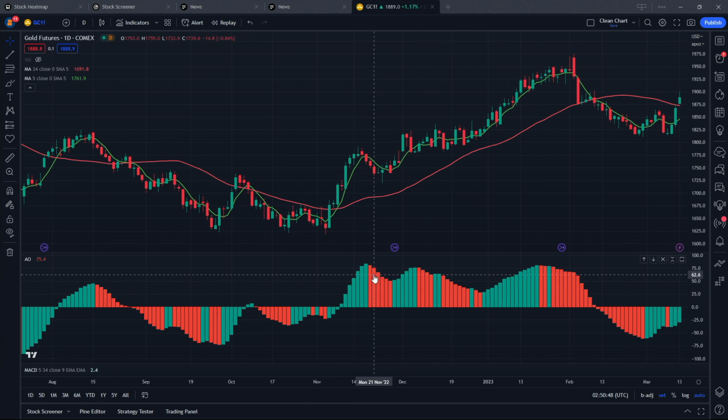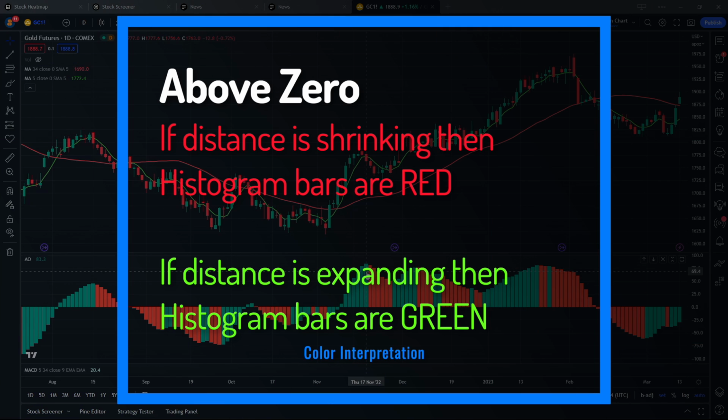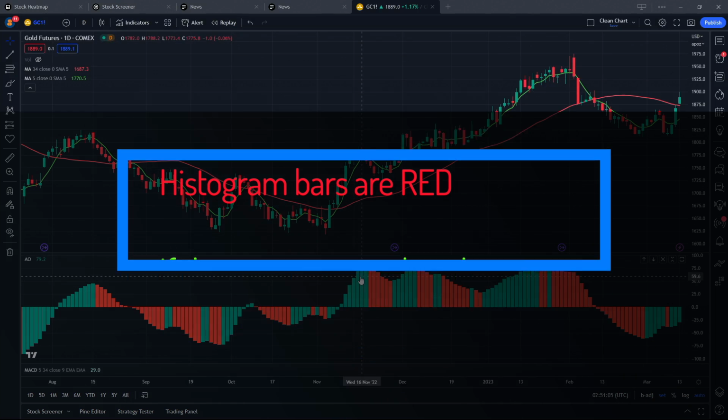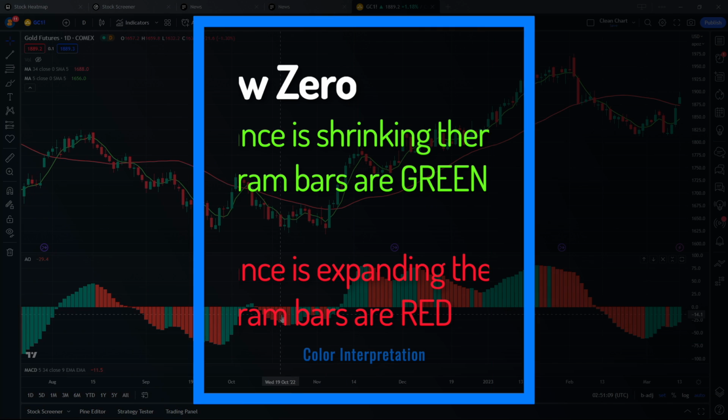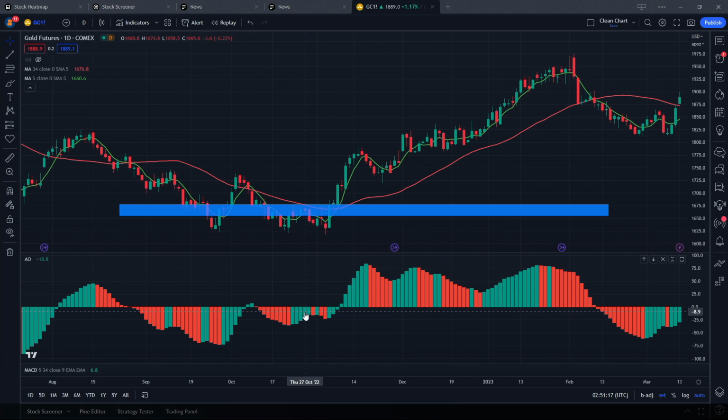So if we are above zero and the bar is red, that means the distance is less than the distance 1 bar ago. So when the distance is shrinking, the bars are red. And when the distance is increasing, then the bars are green. And it's the opposite below zero. So below zero, when the distance increases, the bars are red. And when the distance shrinks, the bars are green.